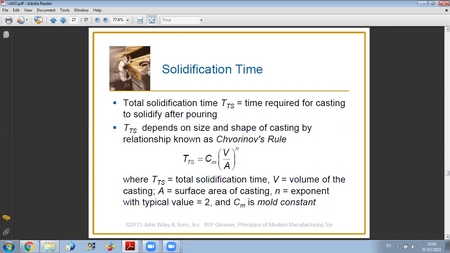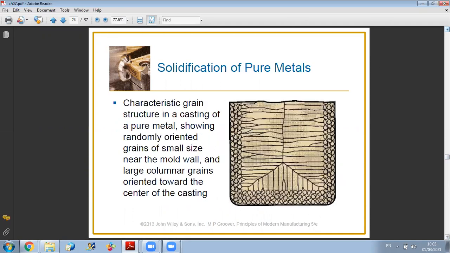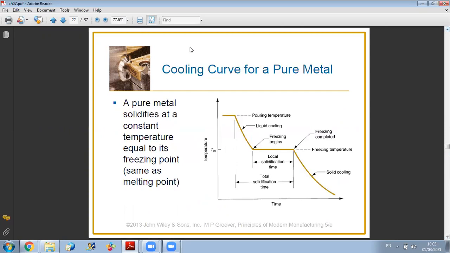And we can see this in the following graph. So if you consider a pure metal, for example, then we consider that we have two phases for total solidification time. The first phase is liquid cooling, and the second phase is the local solidification time, which corresponds to change of phase from 100% liquid to 100% solid.